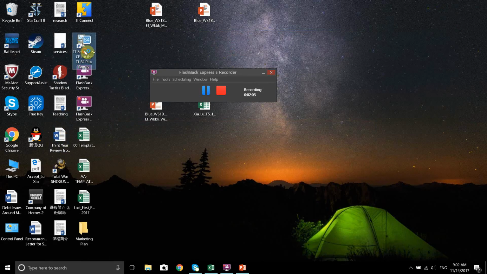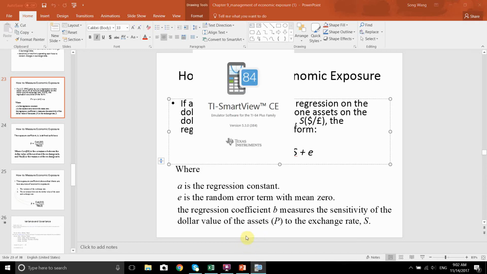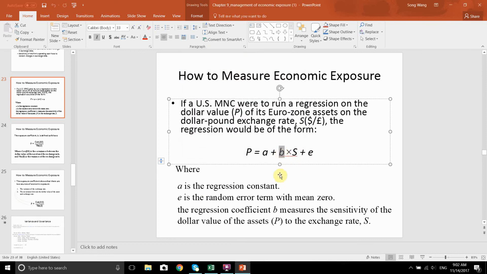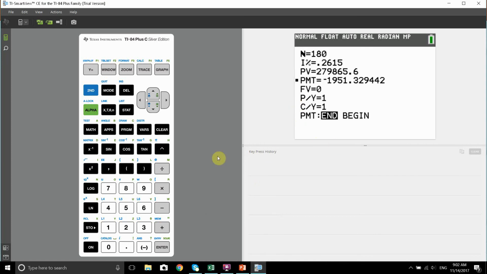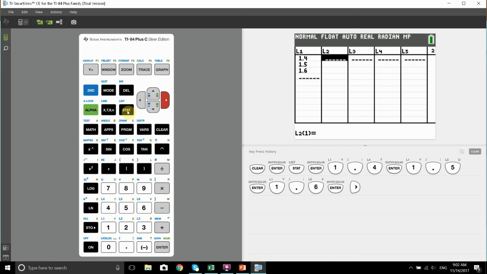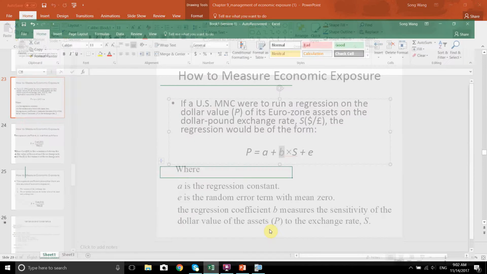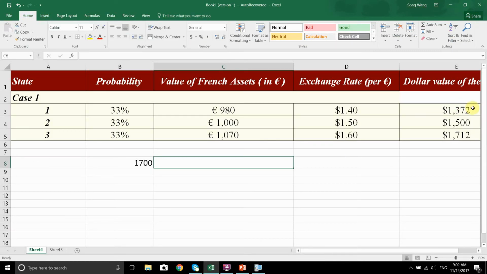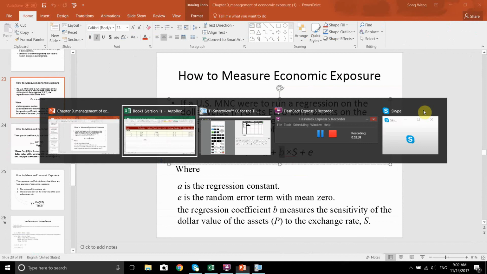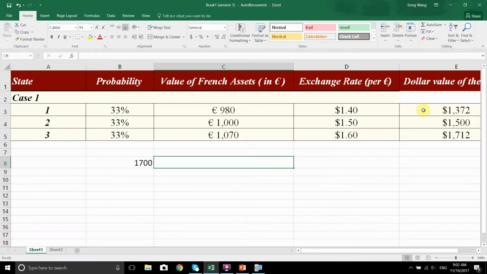Let me turn on the calculator here. It takes a while to start. Just bear with me. Let me clear the whole thing. I hit the stat button, and then I'm going to edit. I put the exchange rates here, 1.4, 1.5, 1.6. In L2, I put the dollar value of the assets, and according to my calculation, it's 1372. The next one is 1500. The next one is 1712.